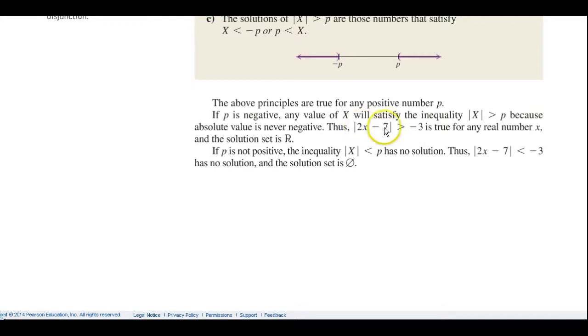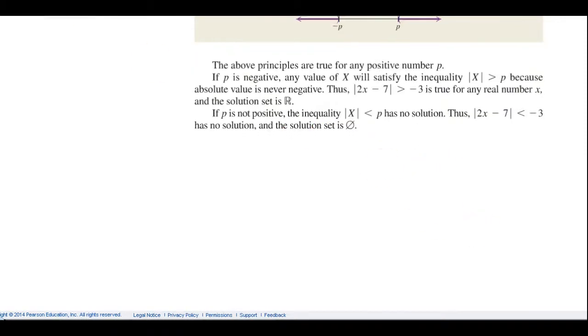We were saying absolute values can never be equal to a negative, but they're defining it as if it's greater than a negative. That is true for all real numbers. But if it's less than a negative, that is the one in absolute value that has no solution. All right, that is a little tricky.